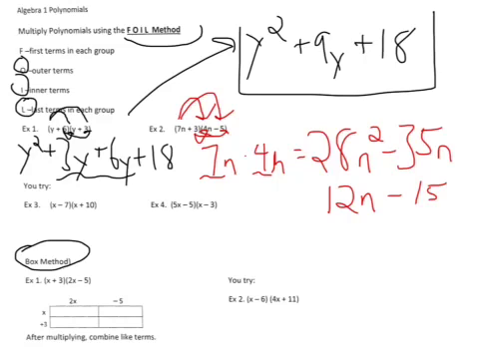Box method, I draw a box. In this case, it's going to have 2 columns and 2 rows. And what I do is I place one of the binomials on the row. So x and 3 are in my rows. And one of the binomials on my columns. 2x and minus 5 are on my columns. And then what I do is I multiply row times column. Row times column.